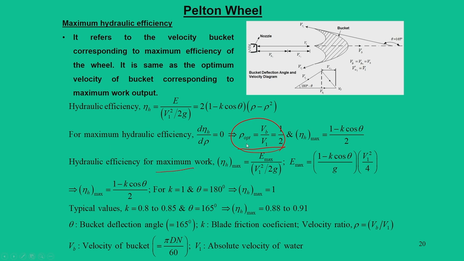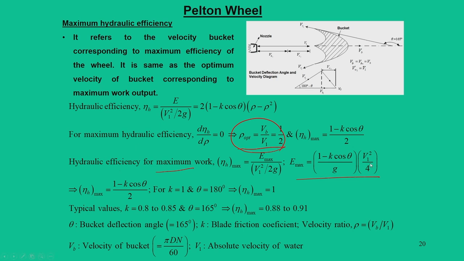And for this optimum velocity, we can also find the hydraulic efficiency for maximum work, and this is the same as what we have estimated earlier, that is E max equal to (1 - k cos θ)/g × V1²/4.